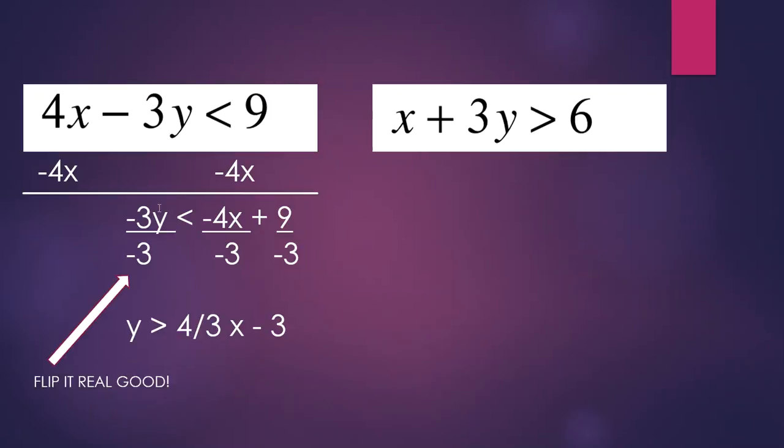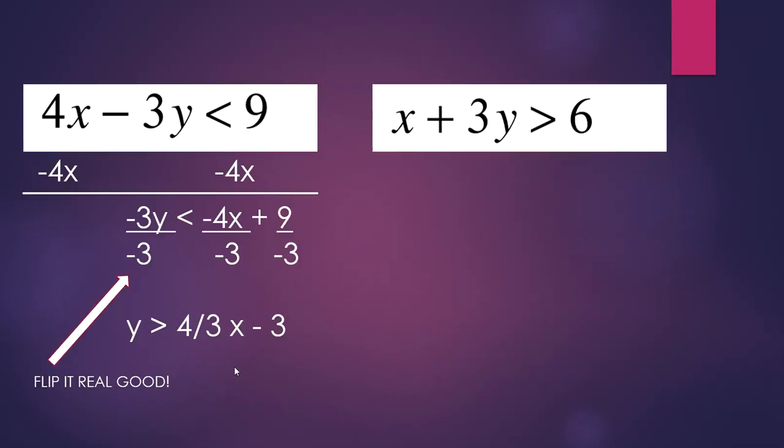Right, so when we divide by a negative in an inequality, we have to flip the inequality. So it used to say less than, and because we've divided by a negative, we're going to switch it over to a greater than sign. We're also just going to clean up these fractions a little bit. So negative 4 over negative 3, a negative over a negative is a positive 4 over 3. And then 9 divided by negative 3 is negative 3. And now I have this inequality written in a form that's a little bit easier for me to graph.